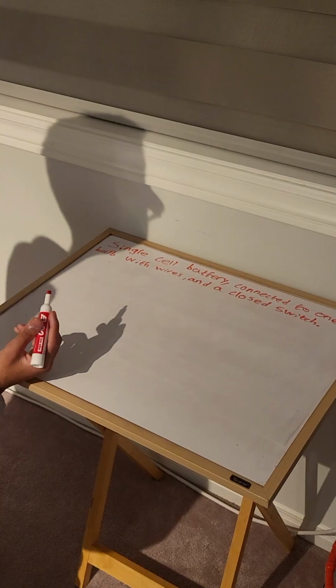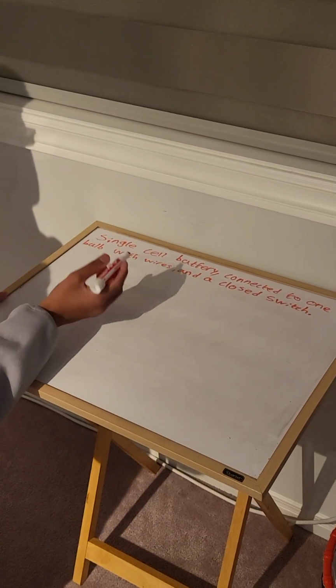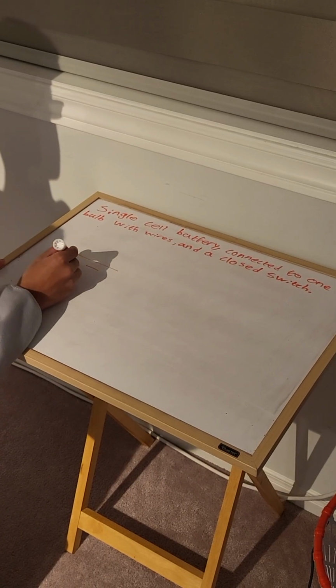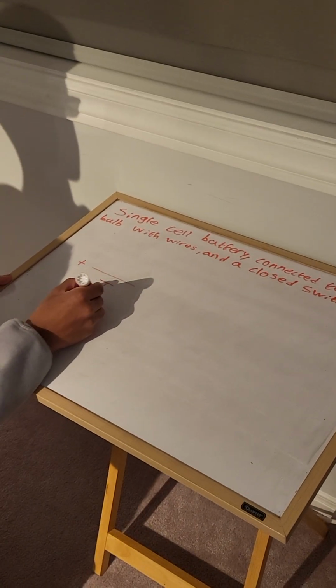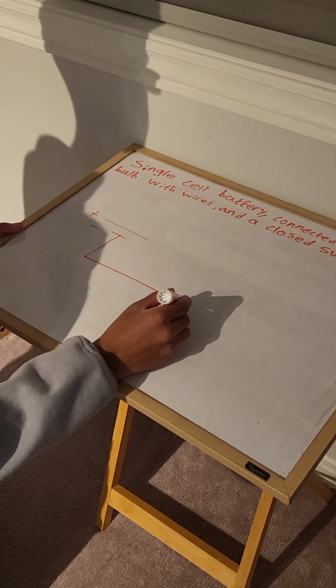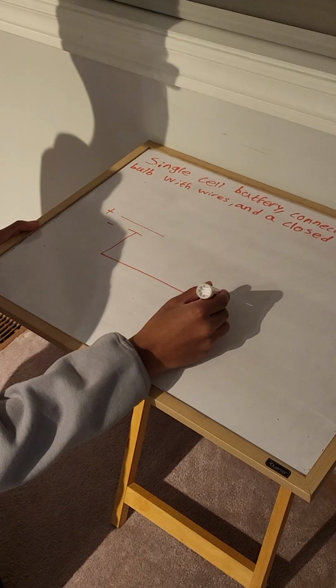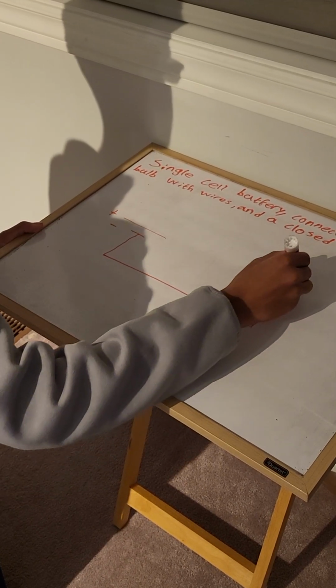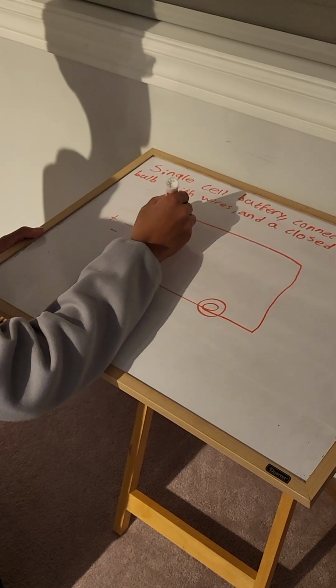Okay, so this is an example of a simple circuit. We have a single cell battery, so we're just gonna go boom, boom. This is the positive, this is the negative. Now we're gonna draw our connecting wire connected to a bulb. So we can just draw the bulb right here. Made it a little small, but it's okay. We're just gonna do the loop. Gonna connect it back up.